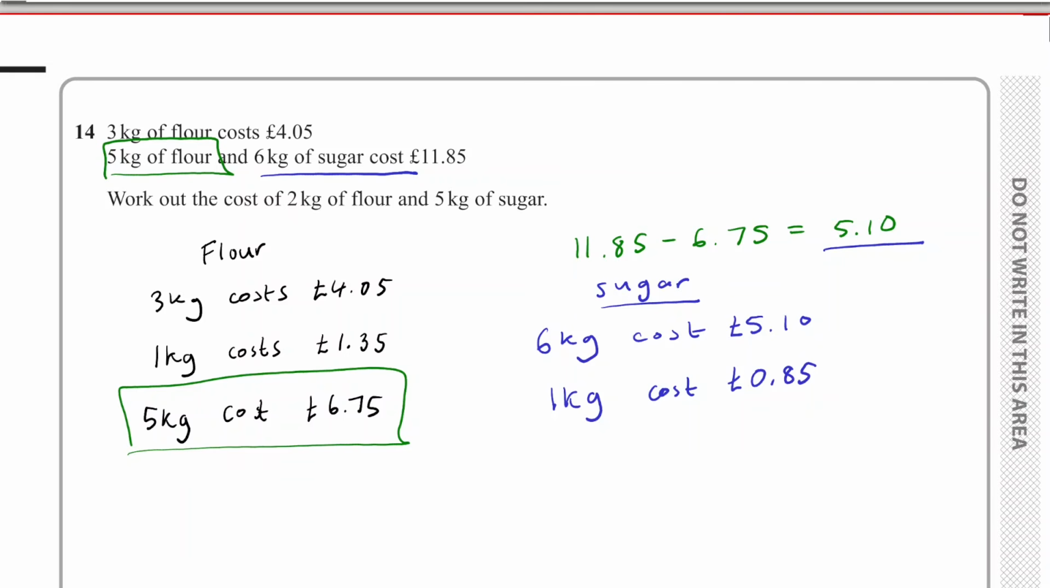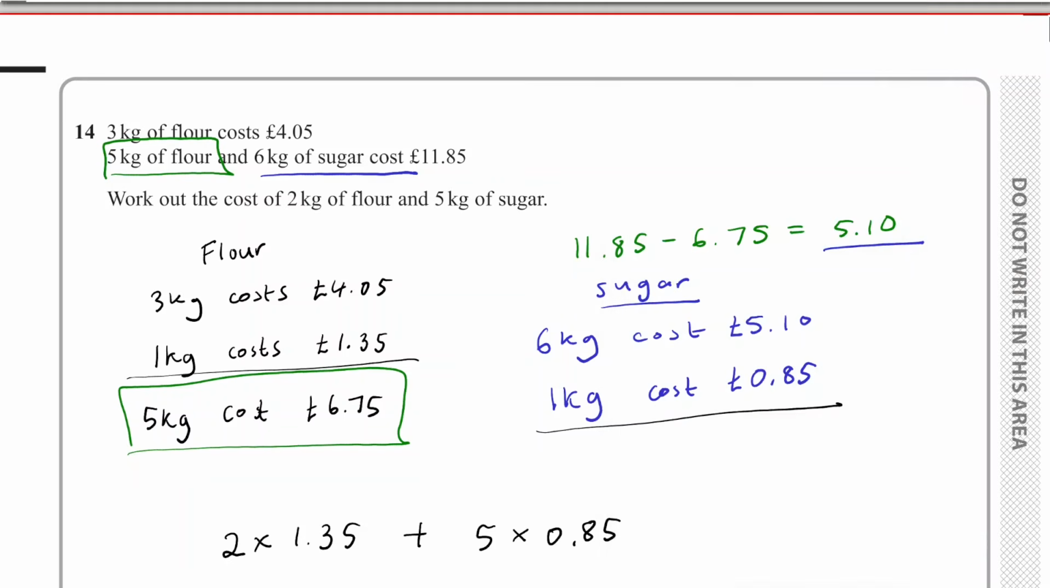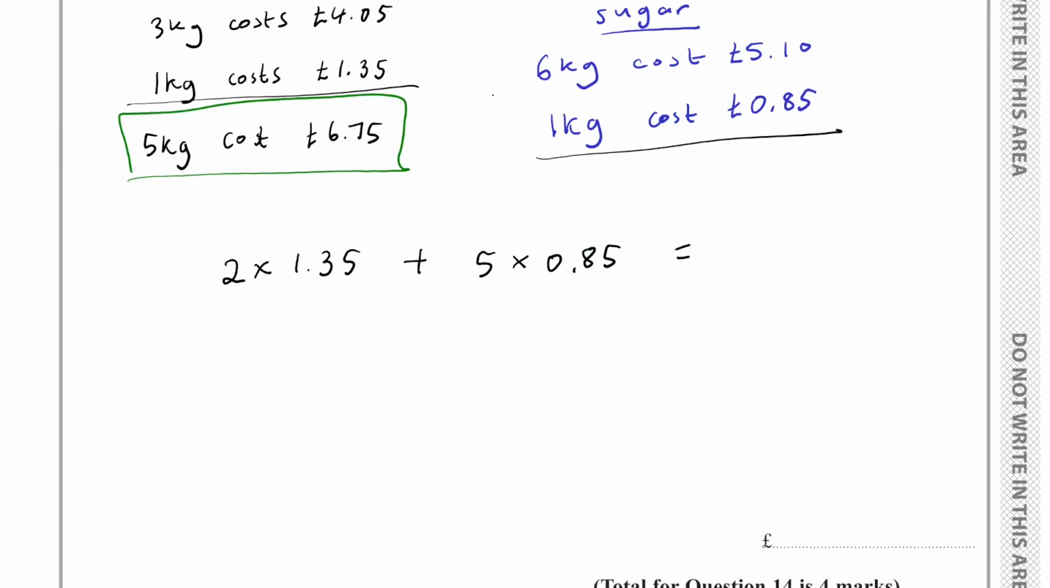So now we know the price of 1 kilogram of sugar and 1 kilogram of flour. We can answer the question. So we want 2 kilograms of flour, 2 times 135, and 5 kilograms of sugar, 5 times 85p. So 2 135s and 5 85p's makes £6.95. So that must be our answer. So £6.95.